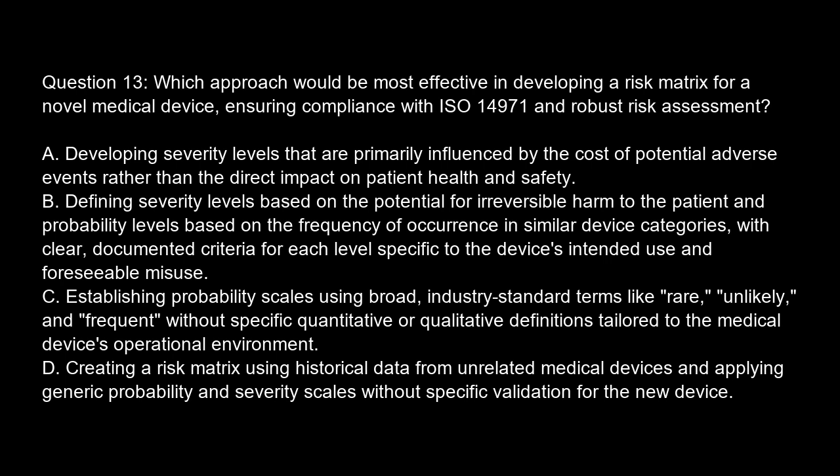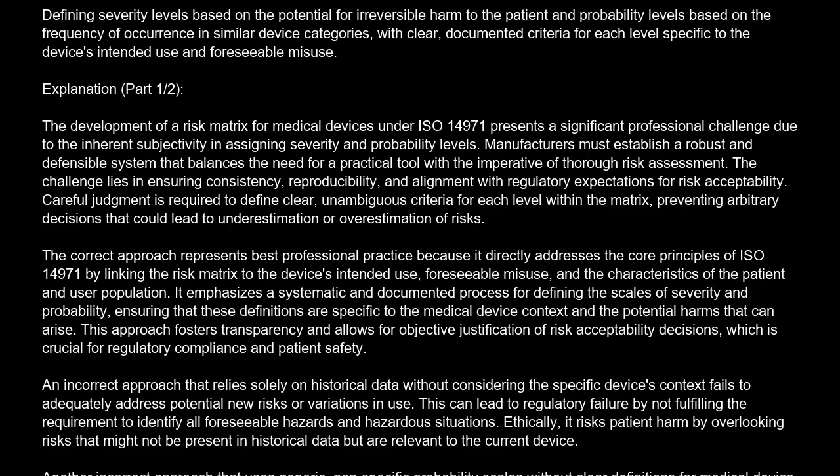Option D. Creating a risk matrix using historical data from unrelated medical devices and applying generic probability and severity scales without specific validation for the new device. The correct answer is B. Defining severity levels based on the potential for irreversible harm to the patient and probability levels based on the frequency of occurrence in similar device categories, with clear, documented criteria for each level specific to the device's intended use and foreseeable misuse.